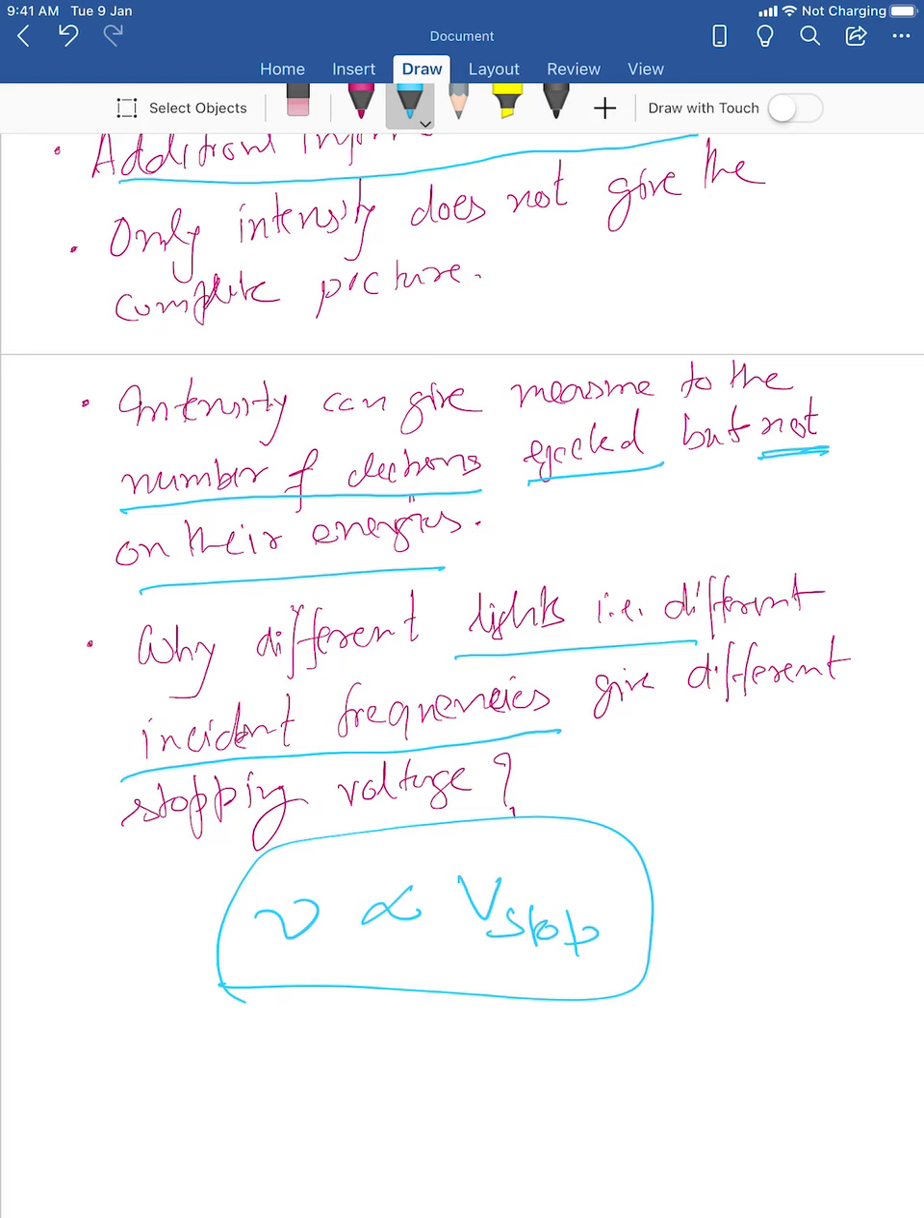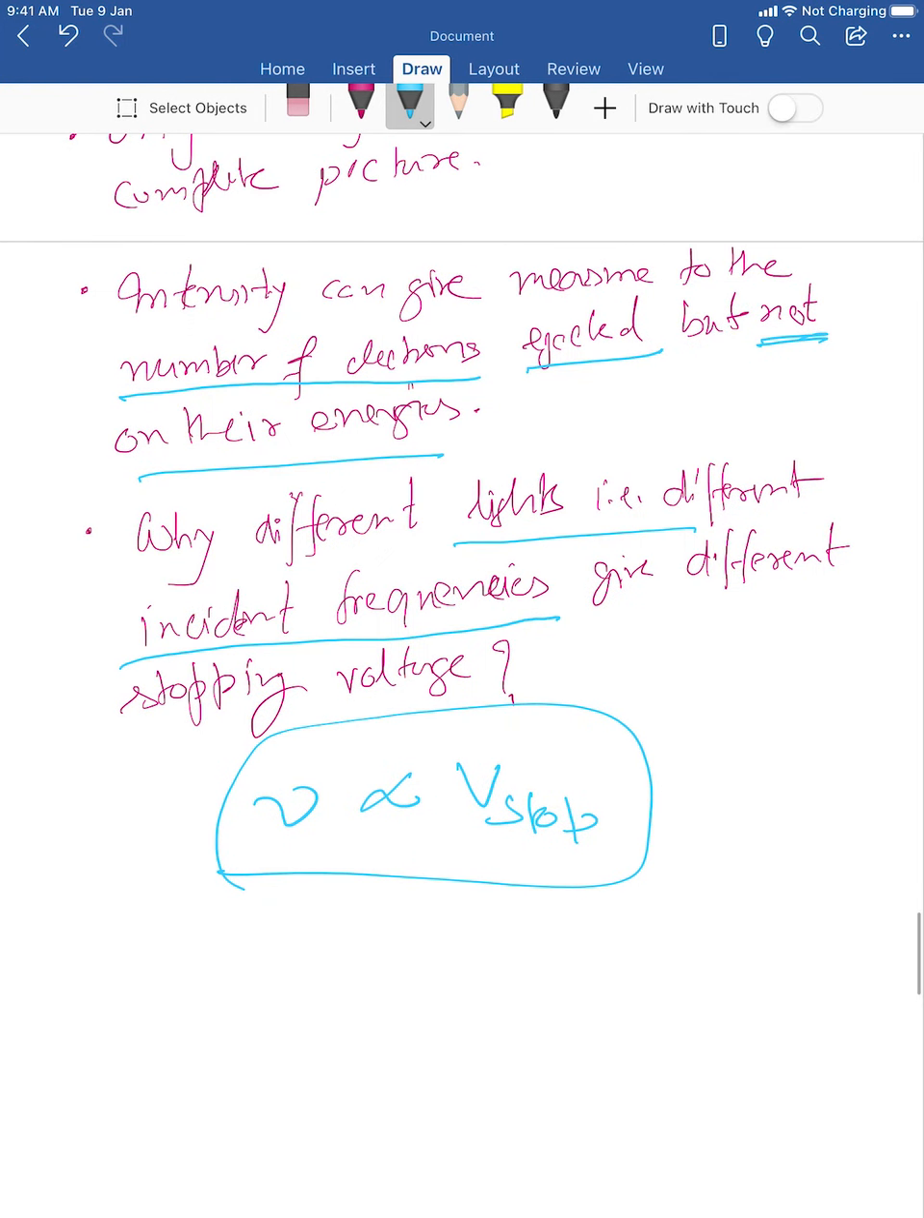There was an additional observation: when you use the red light, you get a lesser stopping voltage, compared to the blue or yellow, in the higher frequency range. So it was understood that the frequency is responsible for giving the kinetic energy to the electron. This was the initial understanding, and it got clarified with more experiments.